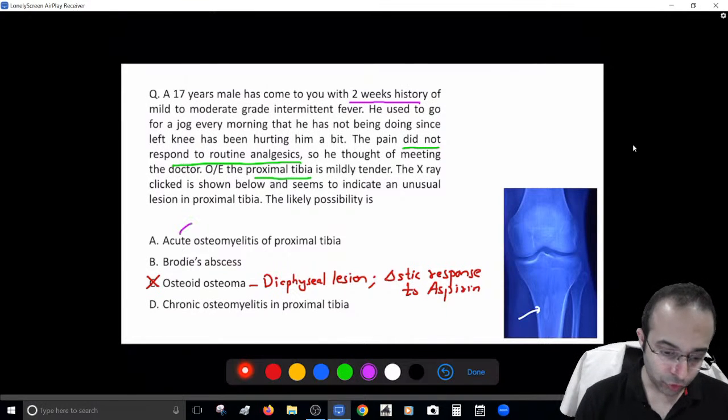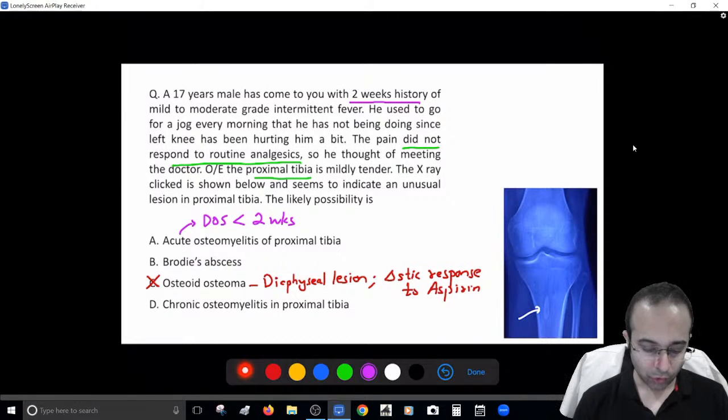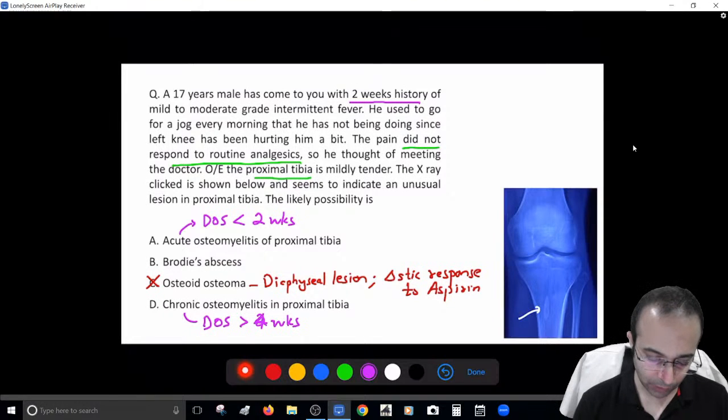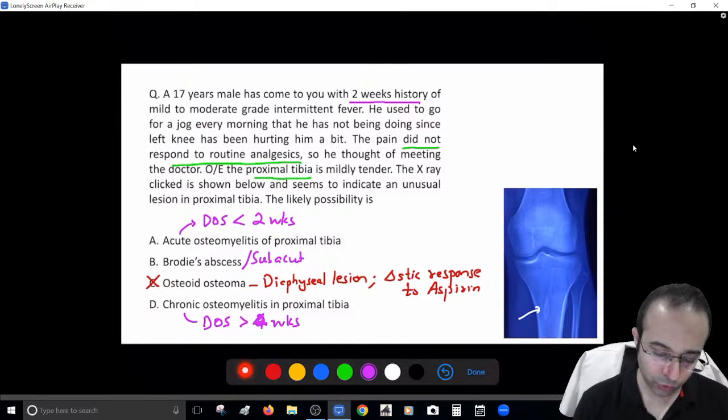Now in acute osteomyelitis, the duration of symptoms would be by and large less than 2 weeks. In chronic osteomyelitis, the duration of symptoms would always cross at least 4 weeks, 1 month. Now, Brodie's abscess comes under a category that's called subacute osteomyelitis, and here you would have the symptoms spanning between 2 to 4 weeks.